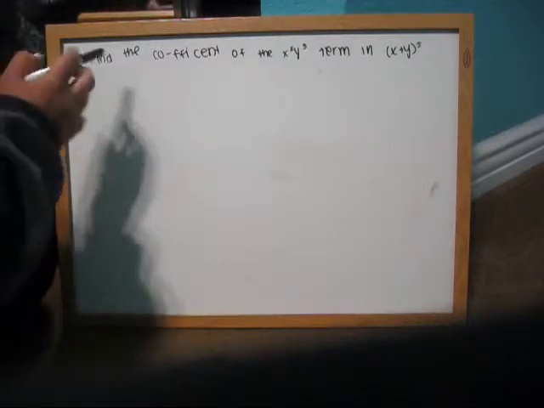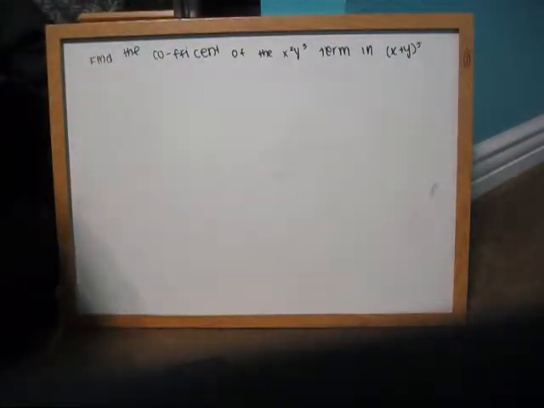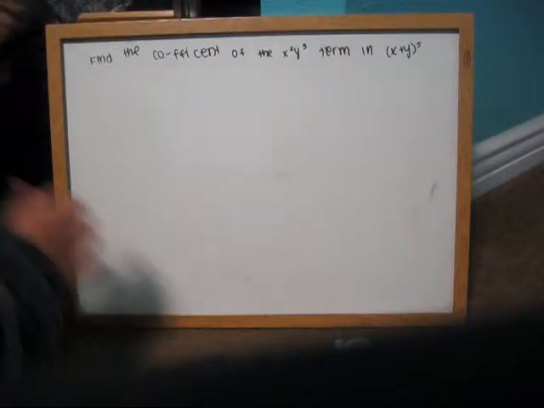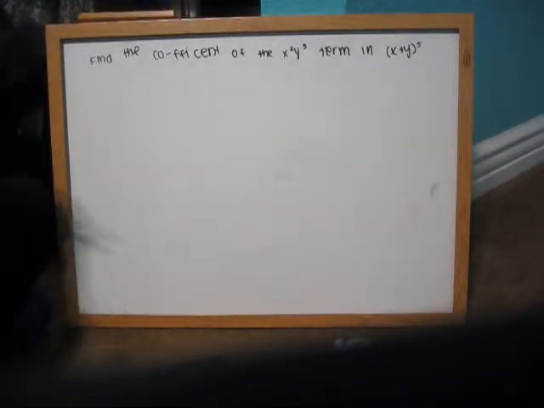But okay, so this says, find the coefficient of the x squared y cubed term in x plus y to the fifth. Basically, I think it's easier to do it this way rather than the way he explained it.